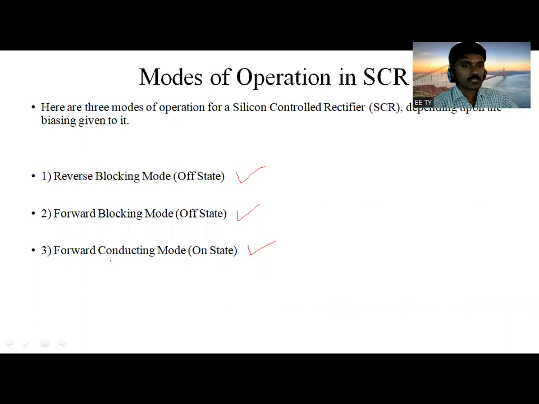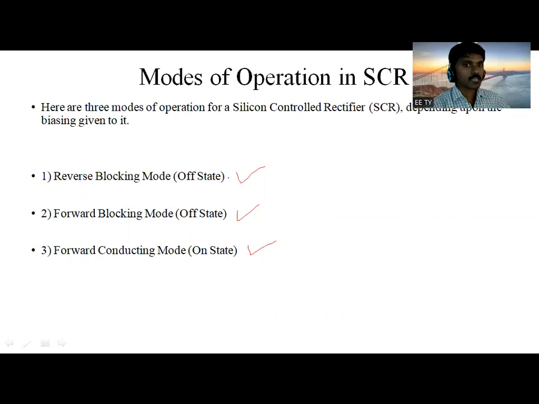Clear? So this forward conducting mode is also called as transition mode. ट्रांजिशन मींस एक मोड से दूसरे मोड में शिफ्ट होता है, ऑफ स्टेट से लेकर ऑन स्टेट में शिफ्ट होता है, उसको बोलते हैं ट्रांजिशन मोड. Clear? So generally you can remember: RBM is reverse blocking mode, FBM forward blocking mode, and FCM forward conducting mode. So you can easily remember RBM, FBM, FCM. Clear? So off state and on state.